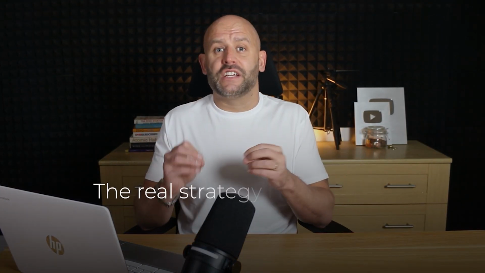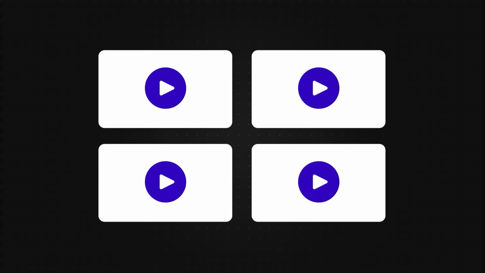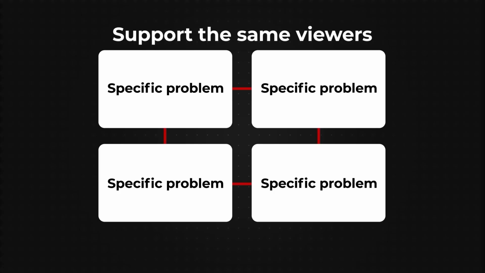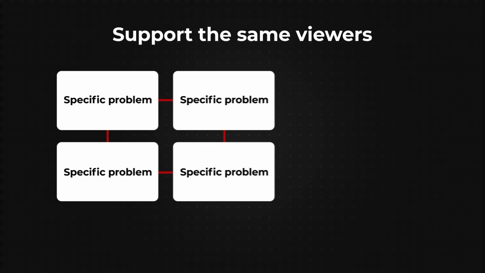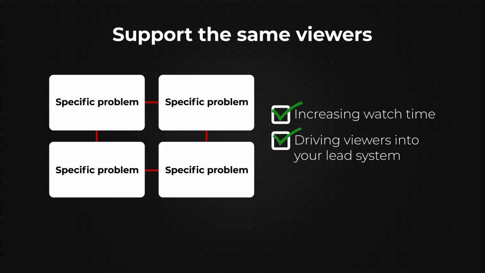But it's important not to confuse clustering with simply making random videos in the same niche. The real strategy is clustering around viewer intent. In other words, you design content around specific problems your viewers are trying to solve, so the videos naturally link together and support those same viewers. As viewers move between those videos, you're not just increasing watch time, you're building an ecosystem that continuously loops viewers through your content and back into your lead capture system. And as that network grows, or when one video suddenly takes off, the loop accelerates with it.